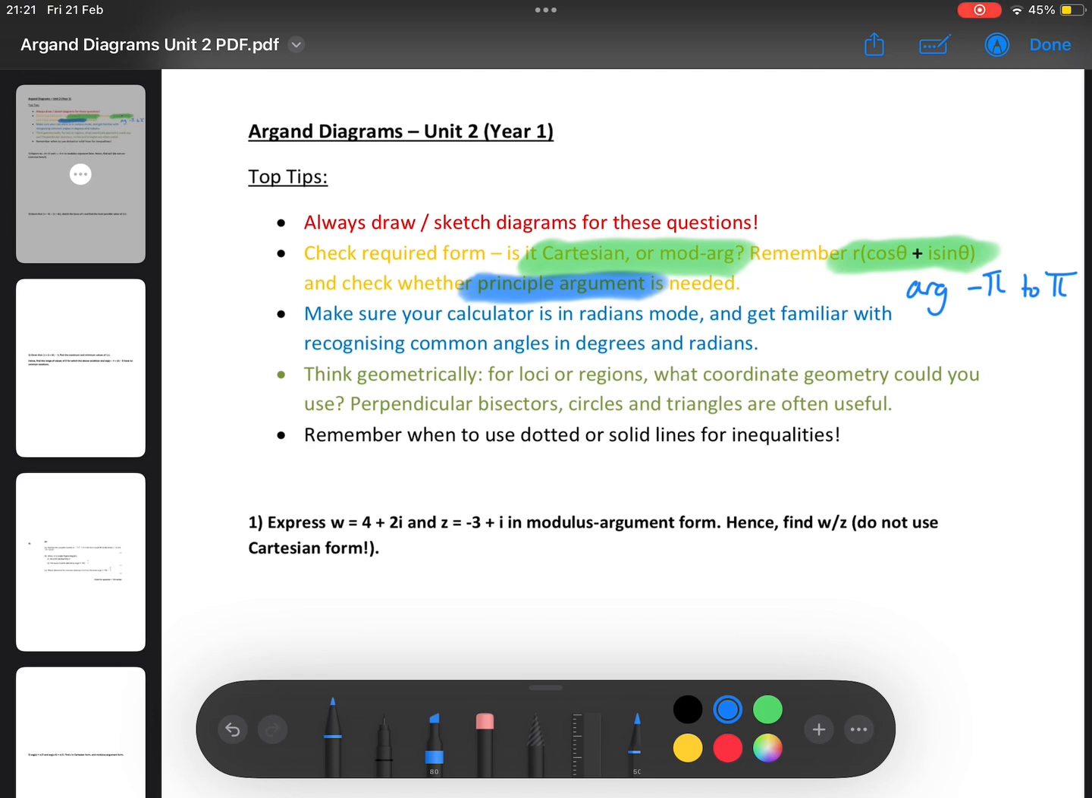And make sure your calculator is in radians mode, and get familiar with recognizing common angles in degrees and radians, and think geometrically. So for loci and regions, what coordinate geometry could you use in the problems? The frequent ones which come up are perpendicular bisectors, circles and triangles, and we'll see all of those in today's examples. And remember when to use dotted or solid lines for inequalities.